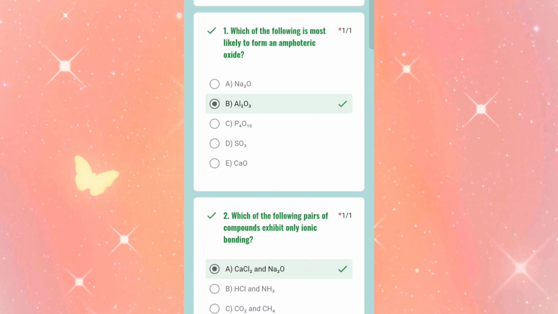Okay, today we are discussing chemistry questions, some sample questions for IMAT made by Kans. So, the first question is, which of the following is most likely to form an amphoteric oxide?